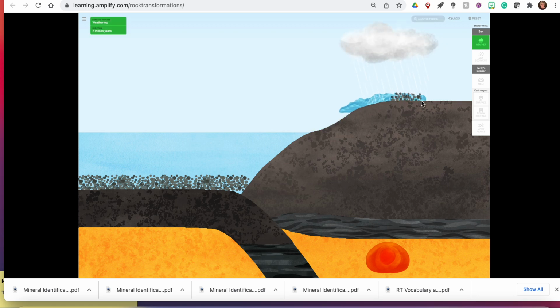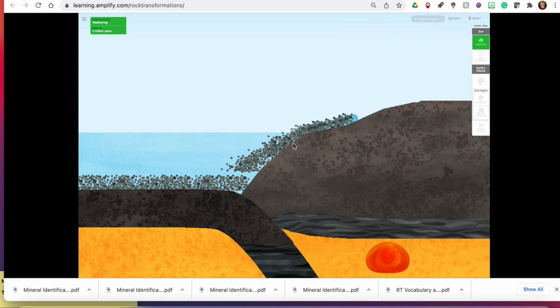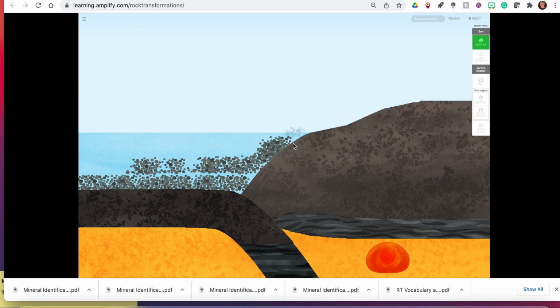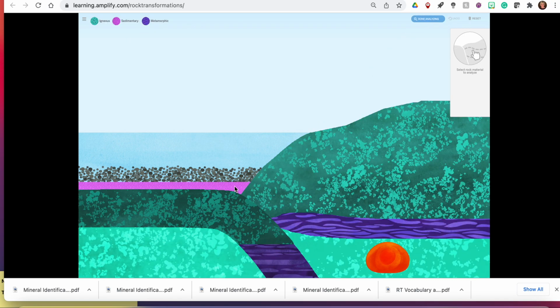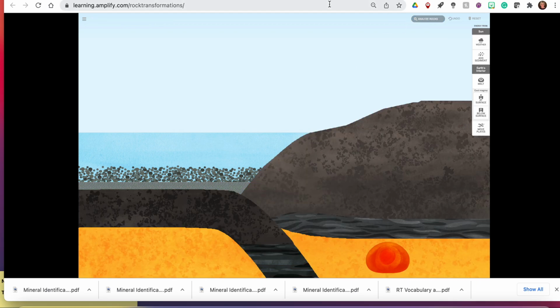So we see weathering is when the rock breaks down. Erosion is when the sediment moves, and that's done through wind and through water. We've got compaction and cementation. Okay, and now if I analyze that, yes, indeed, I do have sedimentary rock. Okay, so we're done analyzing.